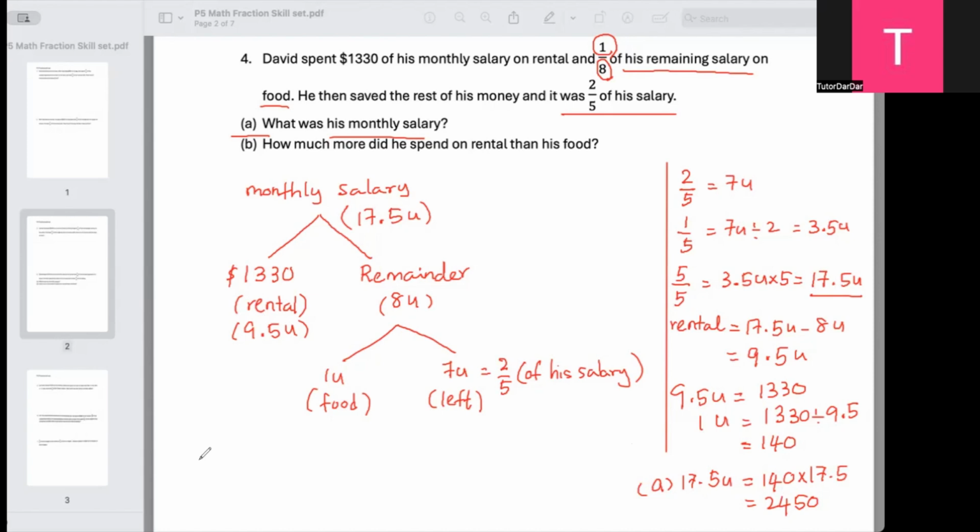Now, we will be solving B. B is how much more did he spend on rental than his food? So it is going to be difference in rental and food. So rental is 1,330 minus food is 1 unit, which is 140. So which will give you 1,190. So this is the answer for A, and this is the answer for B.